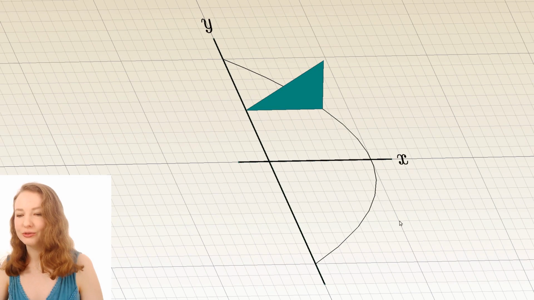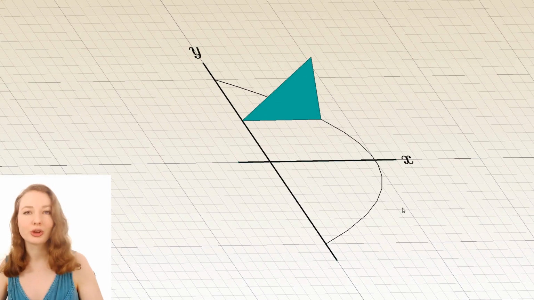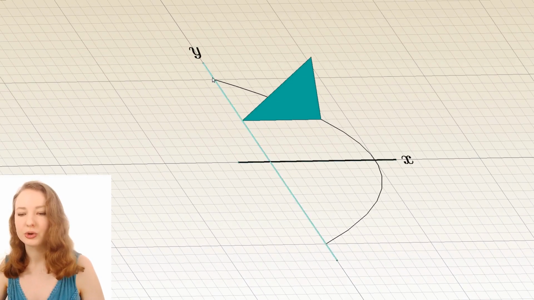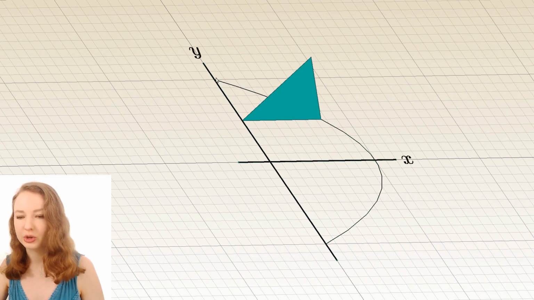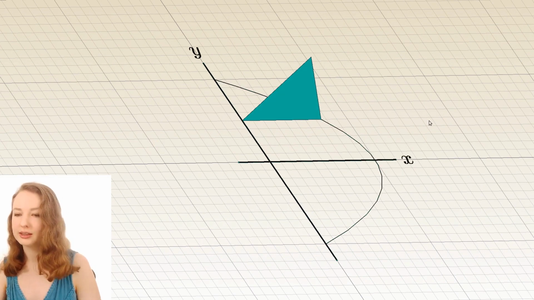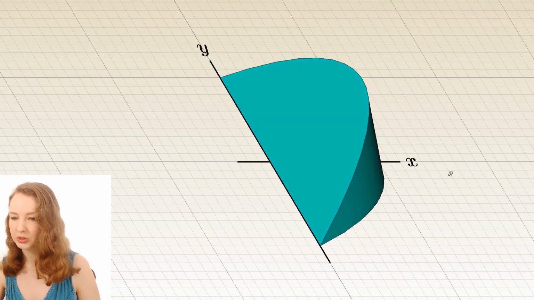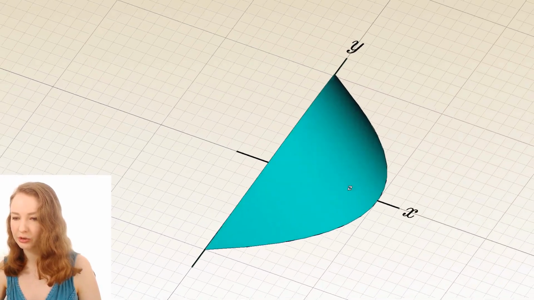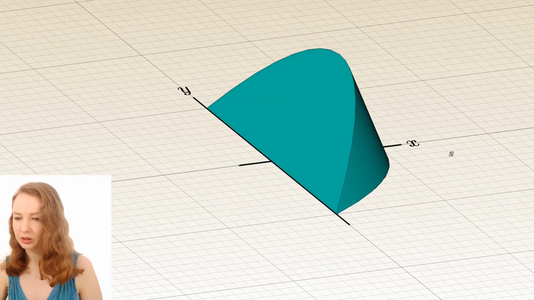So the volume, the solid that we're looking for is composed of infinitely many of these triangles going all the way from there up to here. So that's going to look like this. So I'll just rotate this a bit so you guys can get a feel for what this solid looks like.